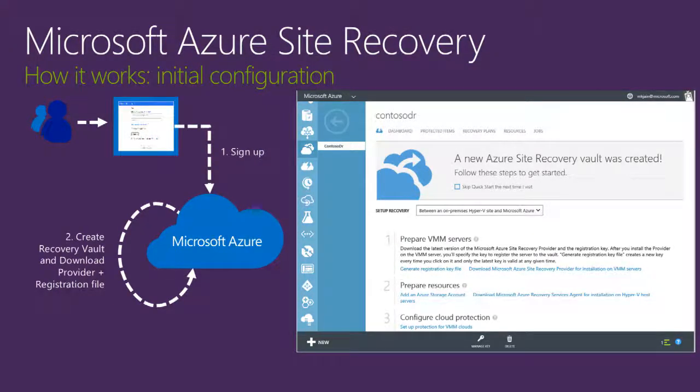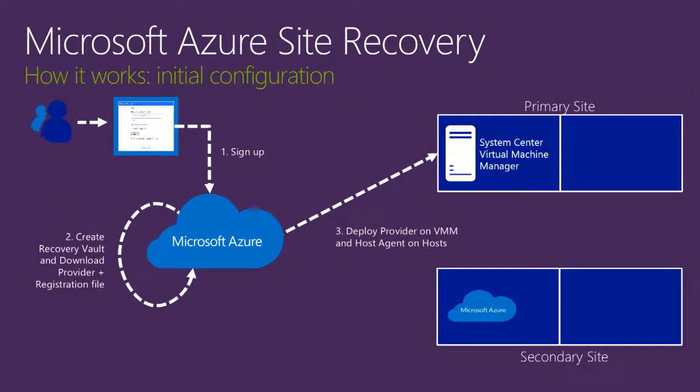Previously, we used to require you to work with certificates. Now, recently we simplified. We heard a lot of feedback that the certificates were cumbersome, it was complex to deal with them. So we simplified it by providing a registration file. After you create the vault, you download a registration file, and the certificate is self-contained in that. Post that, you deploy the provider on the VMM. For protecting into Azure, you will require an agent on all the hosts that are going to participate in the replication. So you deploy the agent on the host.